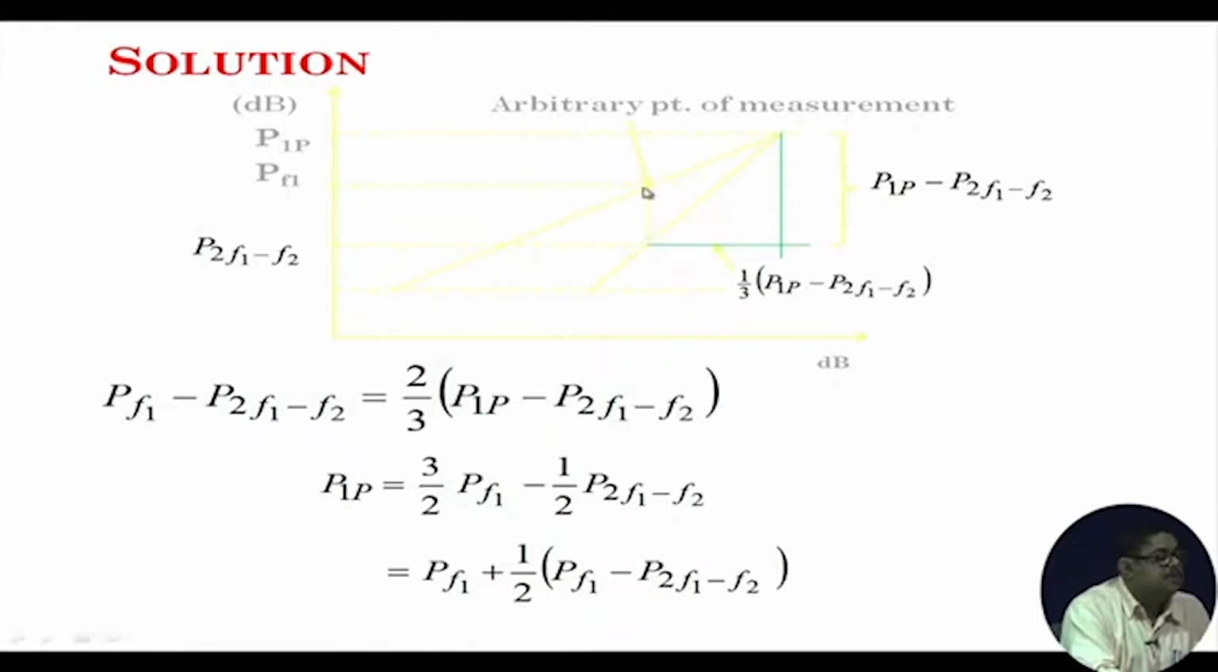Now, I know the difference between these two, and from the slopes I can then relate, because I know that this is of slope 3 and this is of slope 1. So, I can find out this point. Basically, I need to find out this point. That point is POIP, and the simple mathematics will show you that POIP is nothing but Pf1 plus half of Pf1 minus P2F1 minus F2.